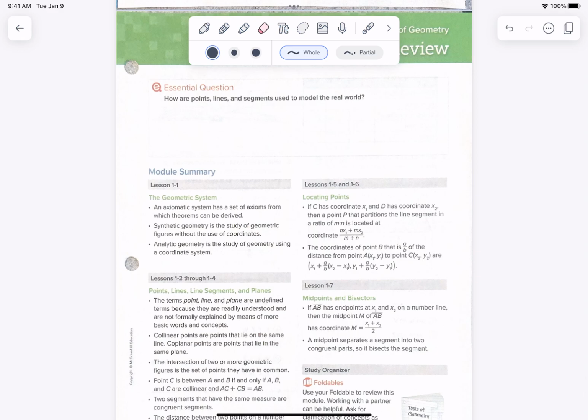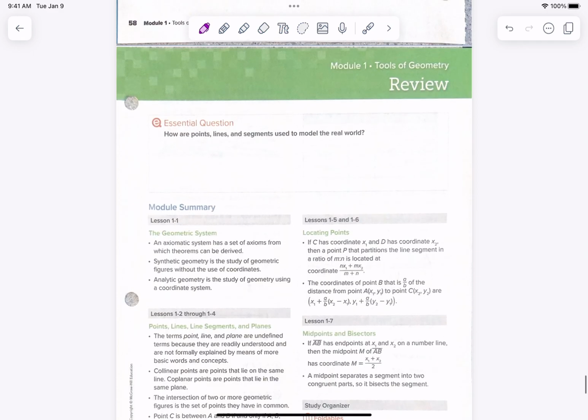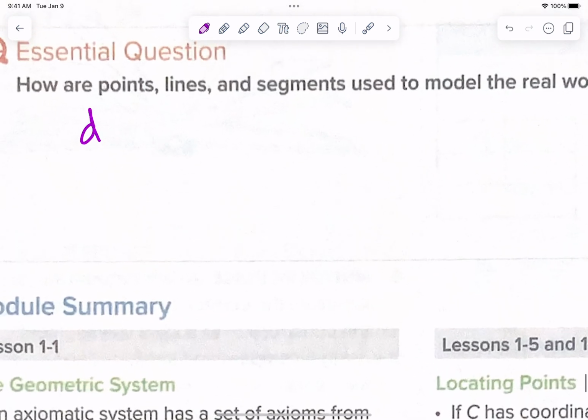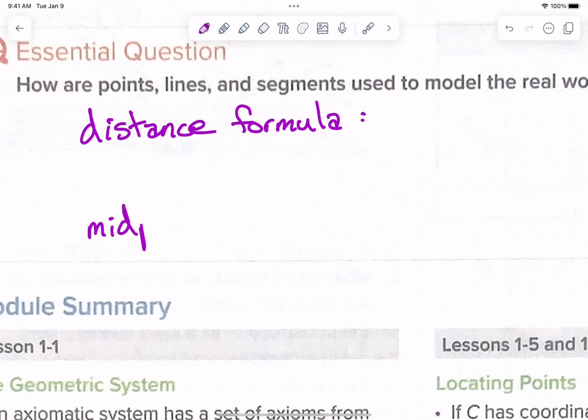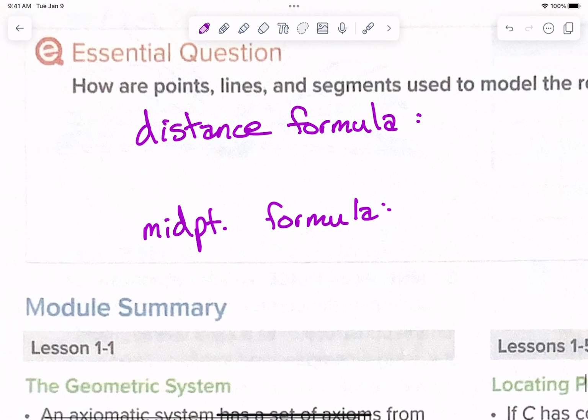Okay, at the top, there are two formulas that you'll have to have memorized for this chapter test. Remington, did you hear that? Two things you have to have memorized for this chapter test. The first thing is the distance formula. We're going to write that down. And the other one is the midpoint formula. You need to memorize those. Okay? And that will be helpful.